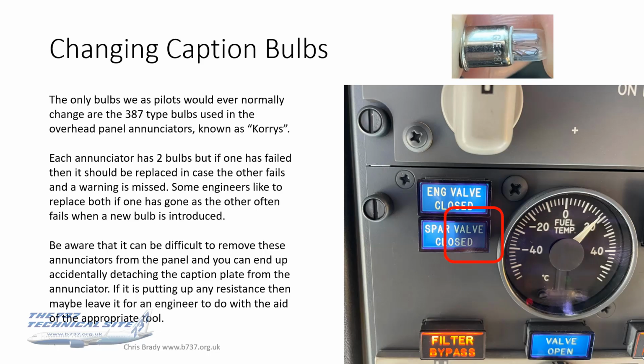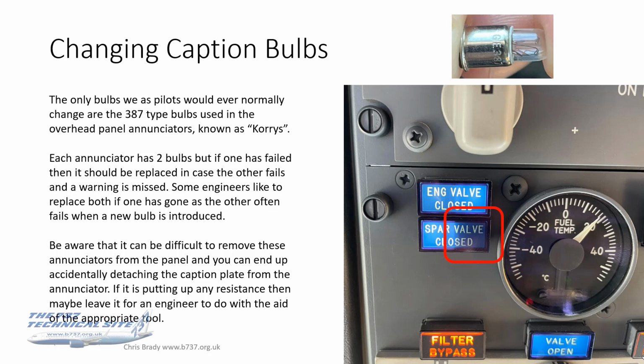But obviously, if the second one were to go, I mean, what are the odds? But if the second one did go, you may miss a warning. I mean, the master caution 6-pack would still have come on, but depending what it was, if it was an amber. But these may not.